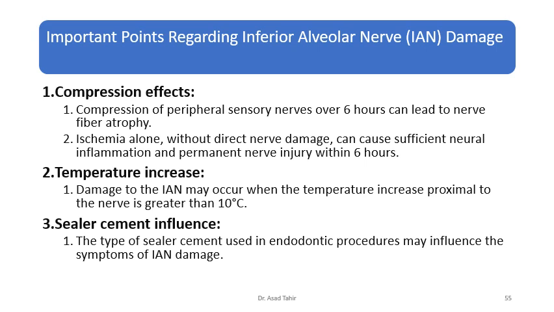Important points regarding inferior alveolar nerve, IAN, damage. Compression effects: compression of peripheral sensory nerves over 6 hours can lead to nerve fiber atrophy. Ischemia alone, without direct nerve damage, can cause sufficient neural inflammation and permanent nerve injury within 6 hours. Temperature increase: damage to the IAN may occur when the temperature increase proximal to the nerve is greater than 10 degrees Celsius. Sealer cement influence: the type of sealer cement used in endodontic procedures may influence the symptoms of IAN damage.